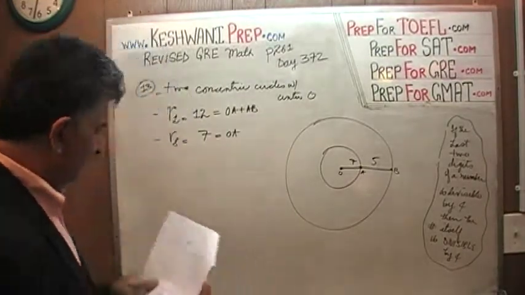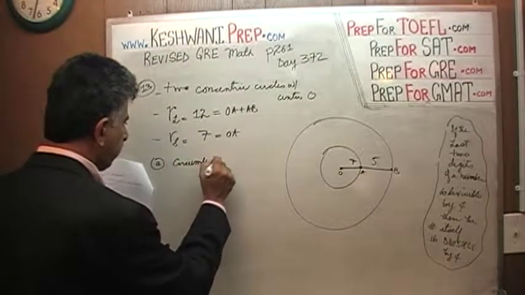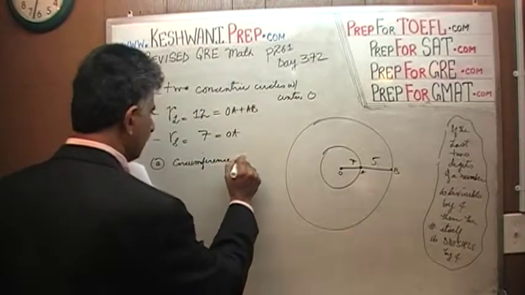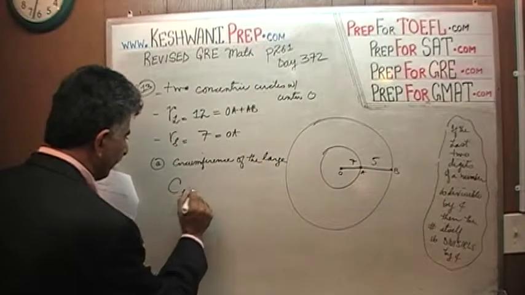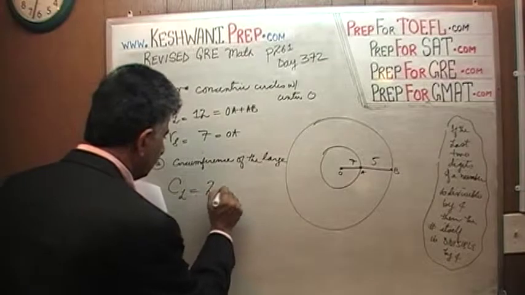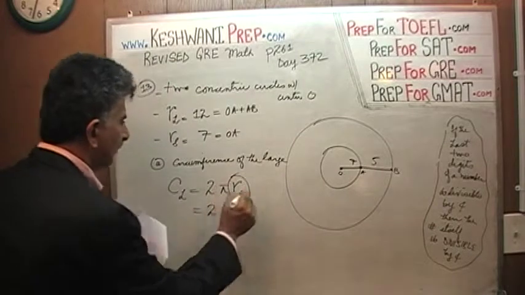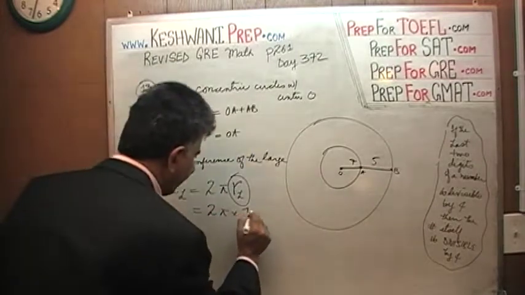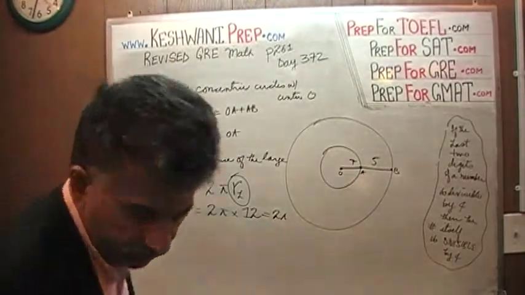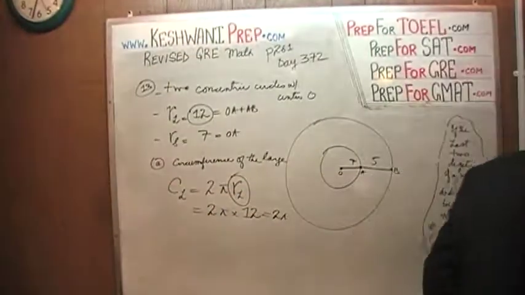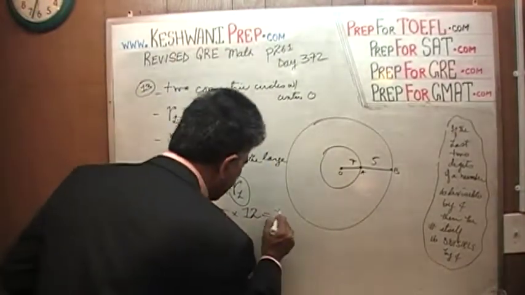The very first thing they ask us is the circumference of the large one. Circumference of the large one is going to be 2 pi r, which is 2 times pi times the radius of the large one, which we know is 12. 2 times 12 is 24 pi.